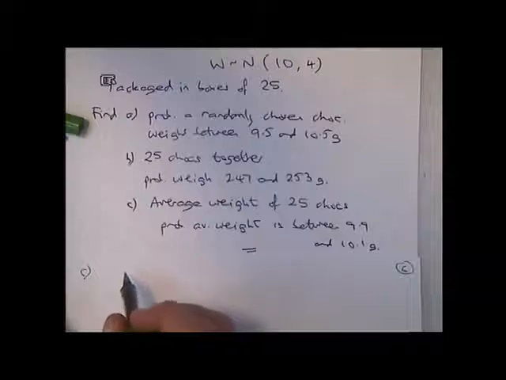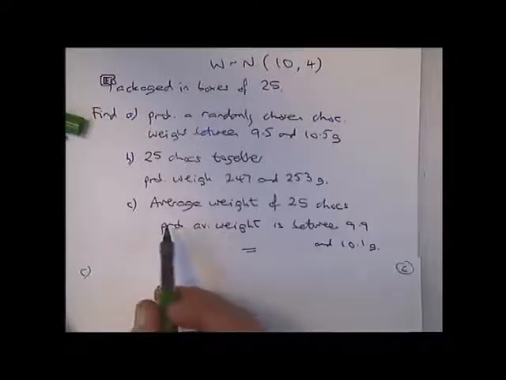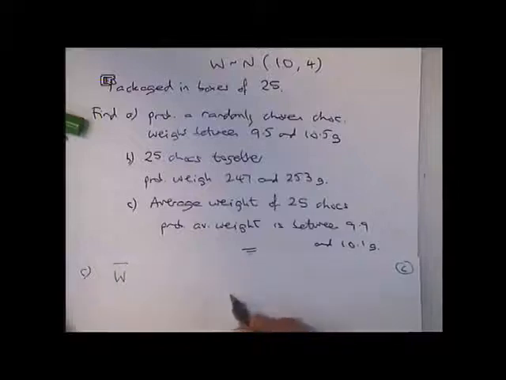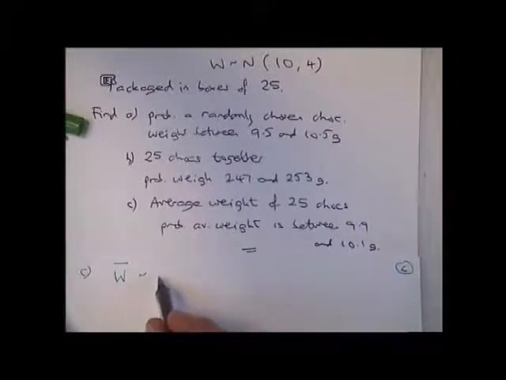It's not the sum of them. What are we interested in now? Individuals. The mean weight. So we're interested in W bar, the average weight. This is where the central limit theorem comes in. How will W bar be distributed?